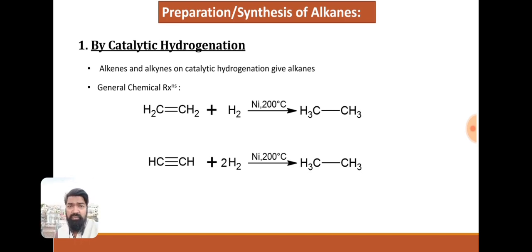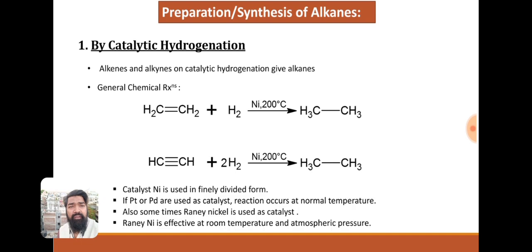Similar example, we can have the alkynes also in presence of hydrogen and in presence of nickel at 200 degrees Celsius. Under this condition, energy is very important in these reactions. Yes, we get the alkane. We use a nickel catalyst in the finely divided form because it increases the surface area. The powder form increases the surface area. That's why we are using the nickel in the finely divided form.